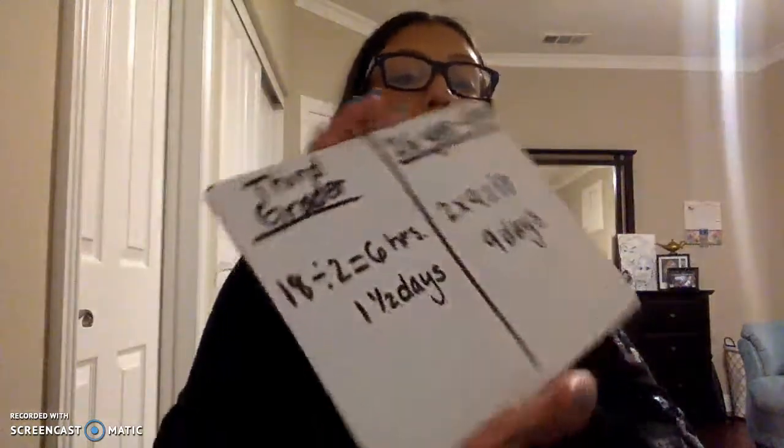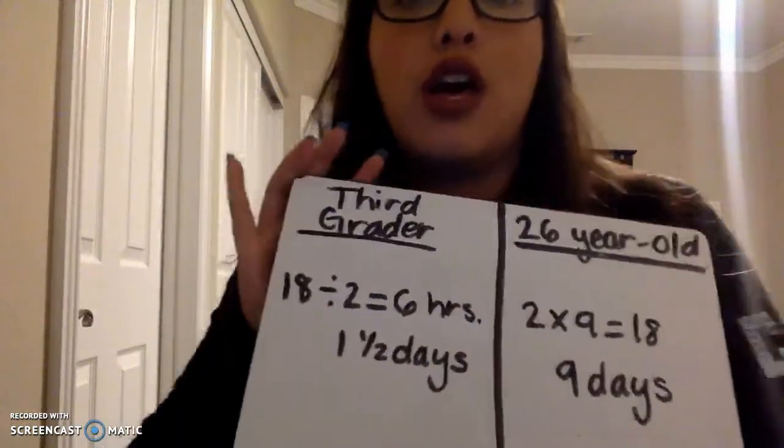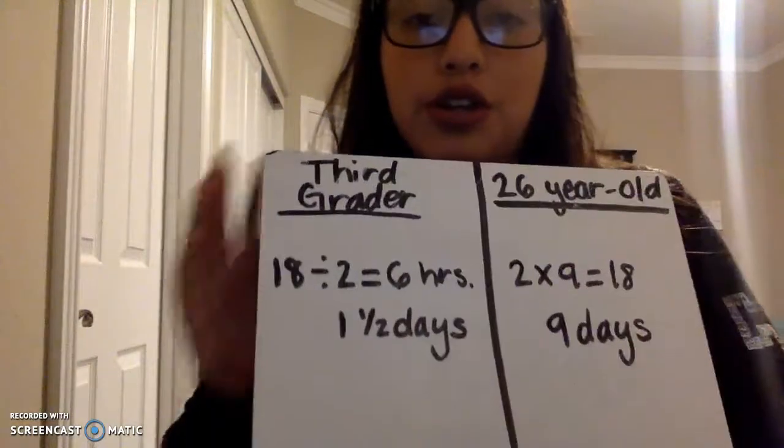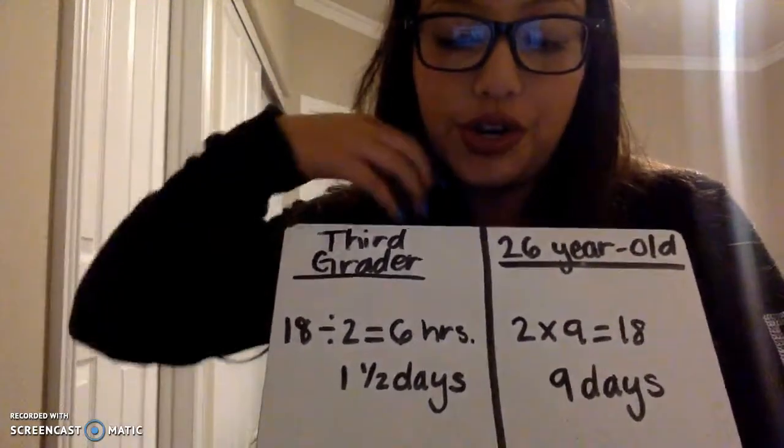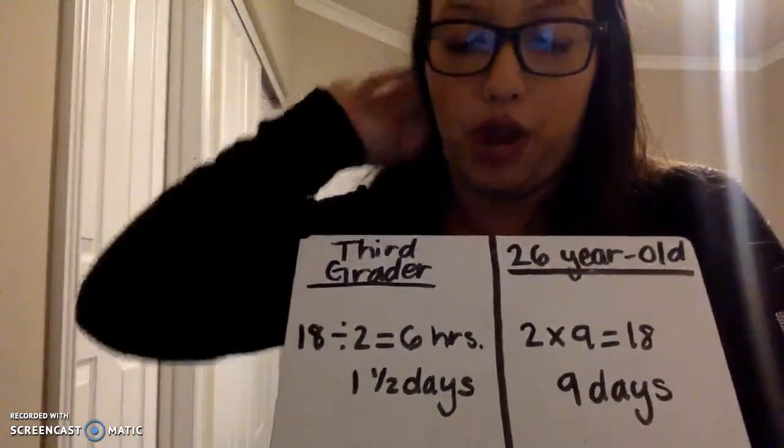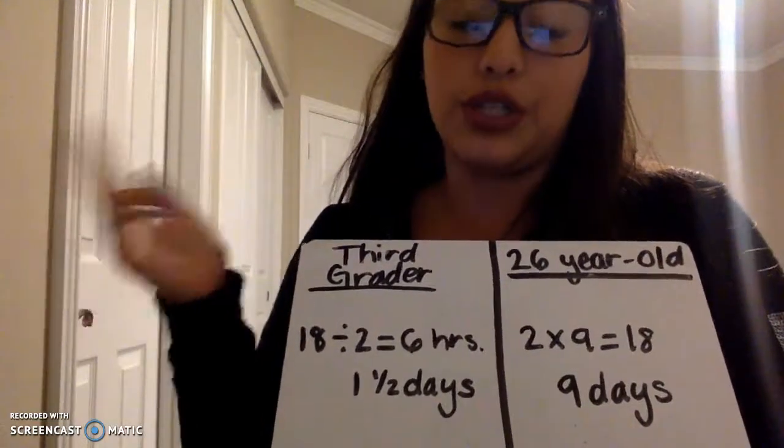So for my third problem, it's Ben spent 2 hours working on his project each day. If Ben spent 18 hours on his project, how many days did he work on his project? So once again, I have the way they were solved written here. For my third grader, he started off by setting up the problem right because it was 18 hours and it's 2 hours per day.